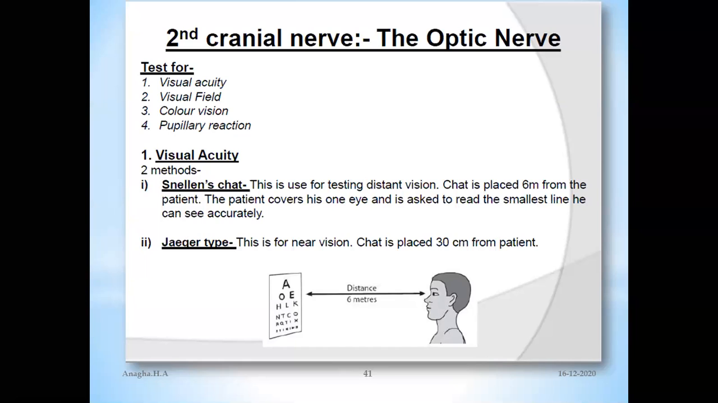The Snellen's chart is used for testing the distant vision. The chart is placed 6 meters from the patient. The patient covers one eye and is asked to read the smallest line he can see accurately. So both eyes are not tested at the same time. We have to ask the patient to cover one eye first and then read with the other eye. Then the Jaeger chart is for near vision. The chart is placed 30 centimeters from the patient here. So we have to remember that distance: 6 meters for distant vision, 30 centimeters for near vision.